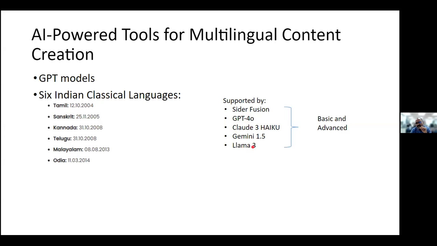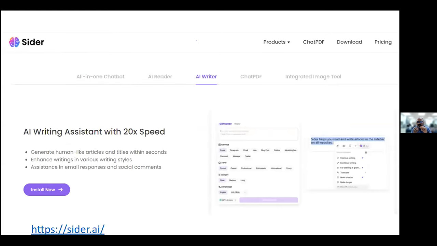Meta is the parent company for WhatsApp and Facebook that you are already using. The tool I'm going to demonstrate today is called Cider. It is called Cider because it remains available on the side panel of your computer, and it is an AI writing assistant. It will do the primary functions required for teaching or activities related to teaching, for example summarization, translation, and all such stuff.